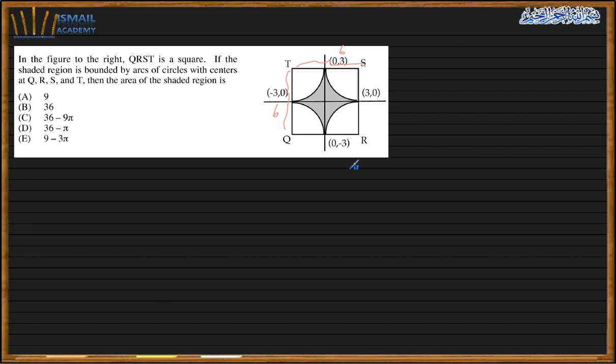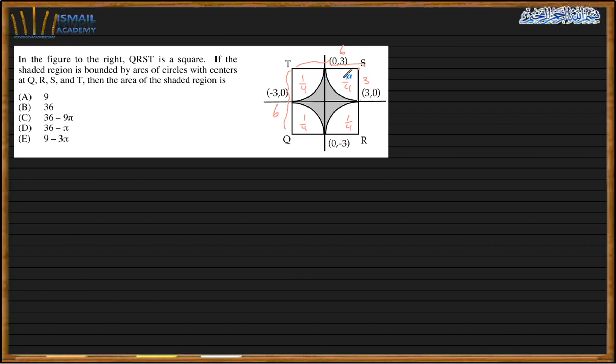And the shaded region is bounded by arcs of circles with centers Q, R, S, T. Alright, this is an arc of a circle, which means this is 1/4 of a circle. This is 1/4 of the circle, and so on. In fact, all of them together make one circle. The radius of the circle, you see from here this is the center, so from here the radius is 3. That means all of them have 3 as radius.